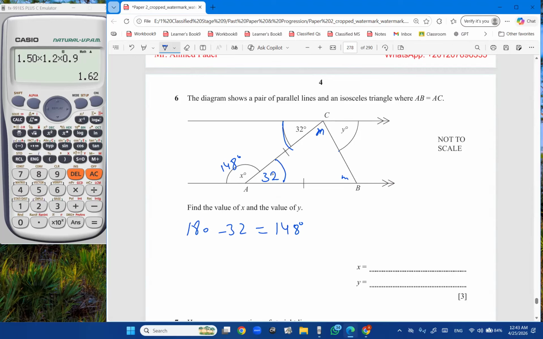Now this is 32, so 180 minus 32, we knew that it is 148 degrees. It's the same as this one. But I have two equal angles, so 148 divided by 2 gives you exactly 74 degrees. So this is 74 degrees, and this is 74 degrees. This is alternate interior with this one, so they are equal, and it is also 74 degrees. Now we found that x was 148 and y is 74.